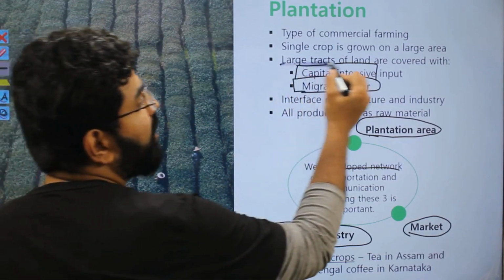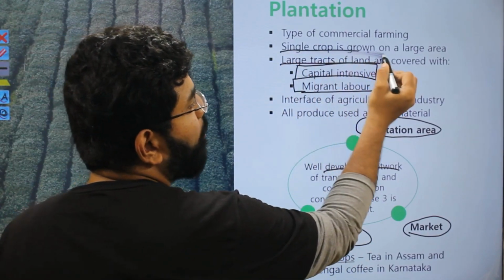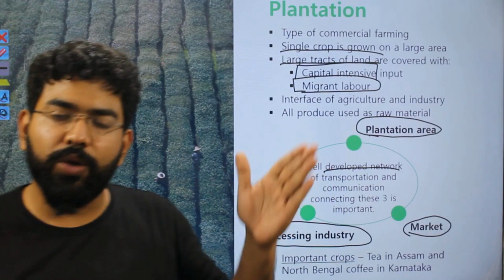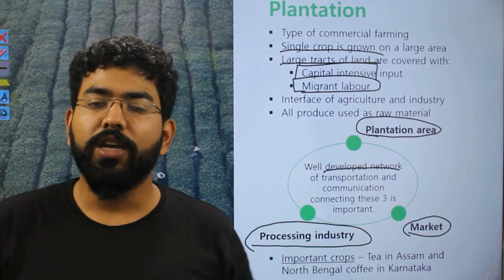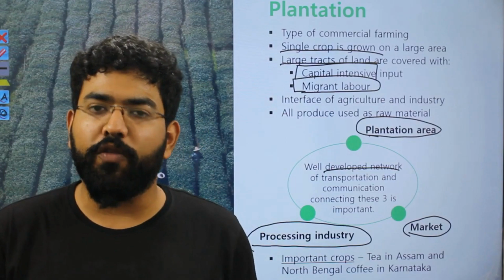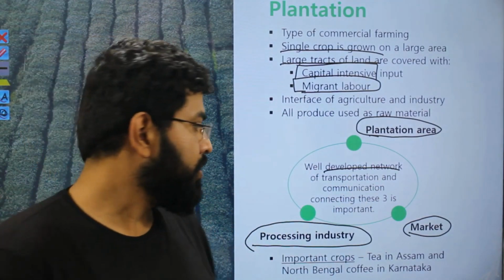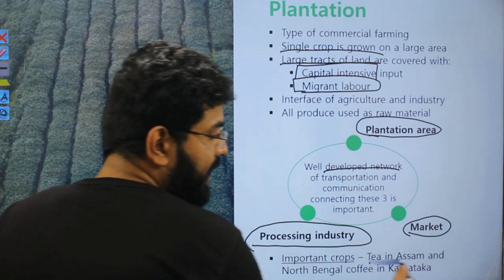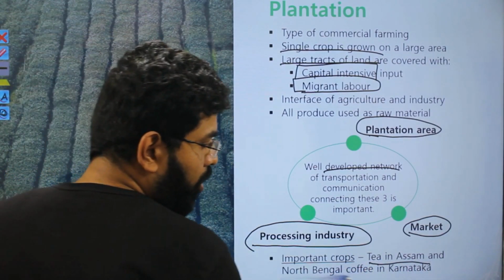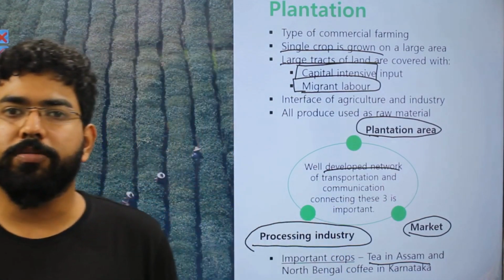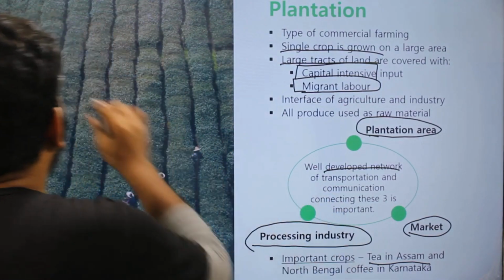Okay, large tracts of land, only single crop is grown. So these are some of the highlights that you need to know about plantation farming. So your tea plantations, your coffee plantations, all of them come under plantation farming. So tea in Assam, North Bengal, coffee in Karnataka. Okay, so these are the important crops of this plantation farming.